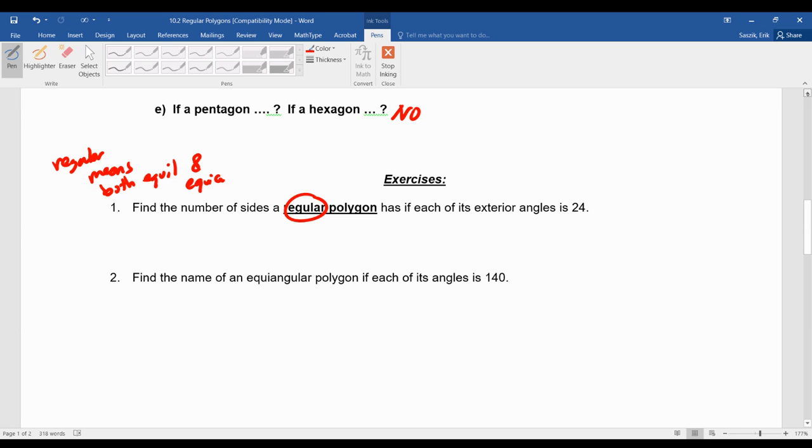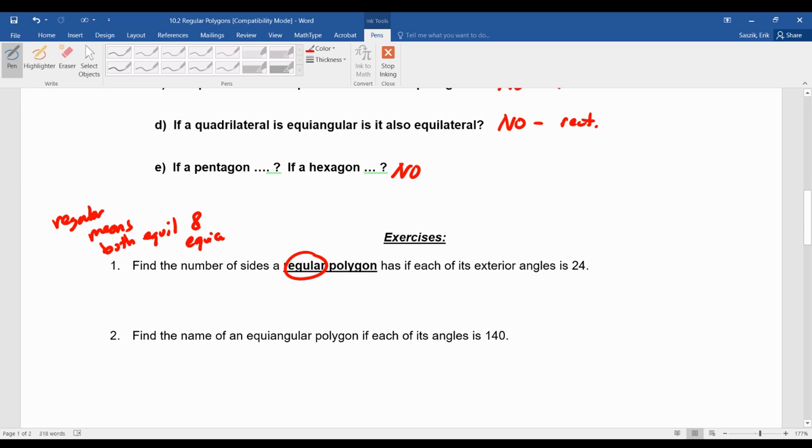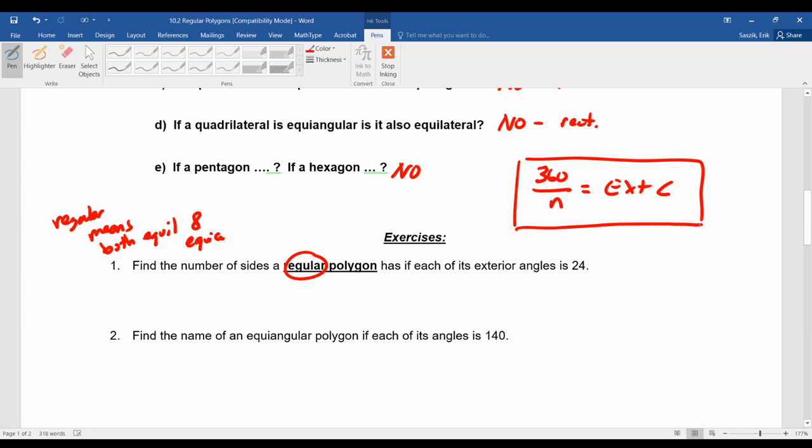I forgot, I wanted to share this formula with you up here. Because if it's regular, it means equiangular. Remember, the sum of the exterior angles in any polygon is always going to be 360, okay? So if we take 360 and divide by the number of vertices, that'll give us the exterior angle of any regular polygon, because in a regular polygon, they're all the same. So this formula is going to be very helpful, right?